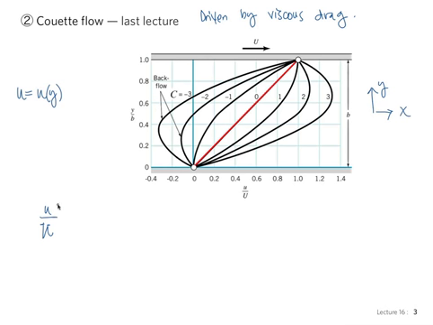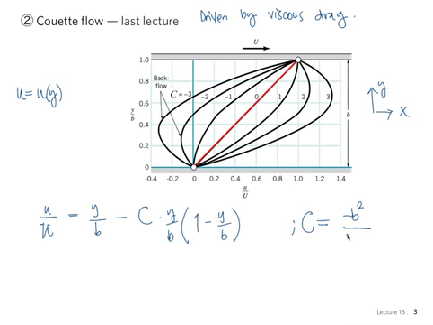So the solution that we obtained looked like this. It was u over capital U equals y over b, where b is the separation between the two plates, minus, let me call it c, a constant, times y over b, times 1 minus y over b, where this constant c is equal to a parameter, minus b squared, everything is known here, divided by 2 mu capital U, the velocity of the plate, times dp dx.